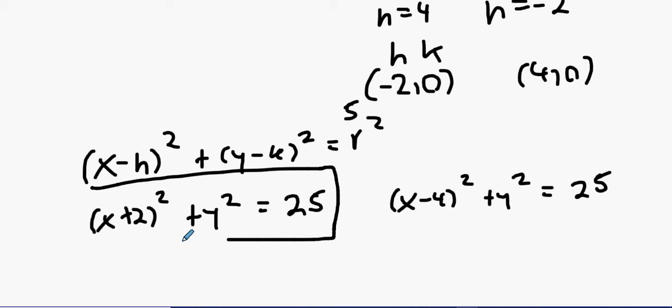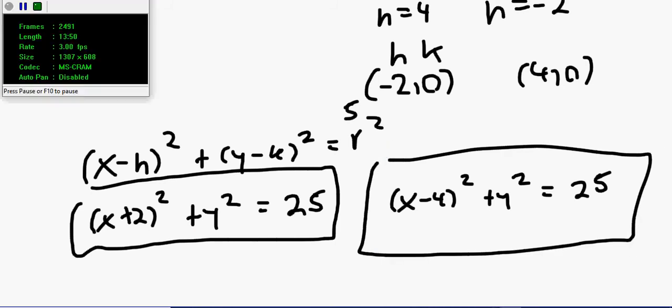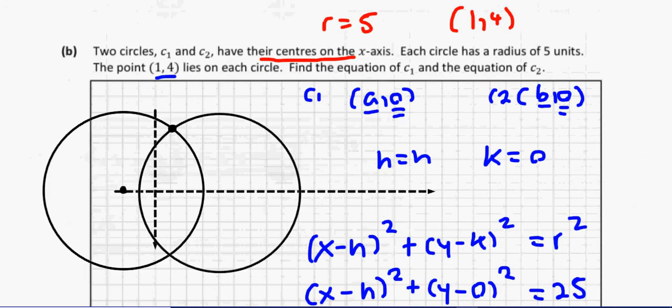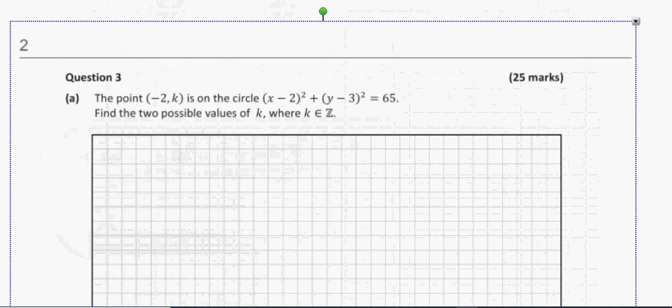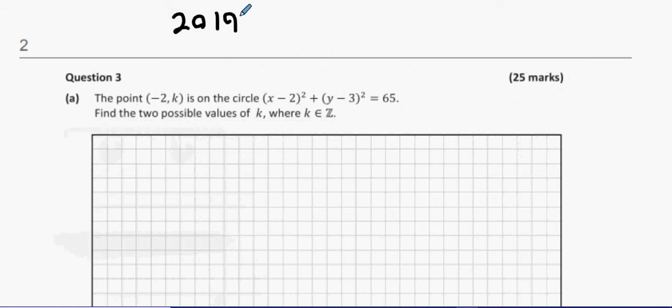So these are your two equations of your circles. Okay, happy days. How long did that take me? 13 minutes. Alright, let's keep going. That was the 2020 paper. This is the 2019 paper.